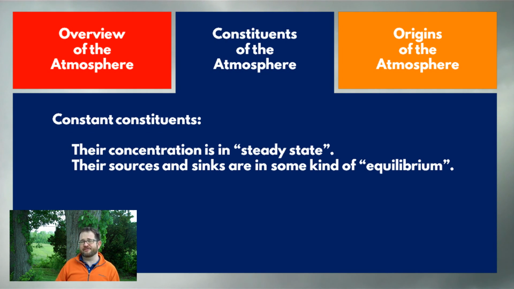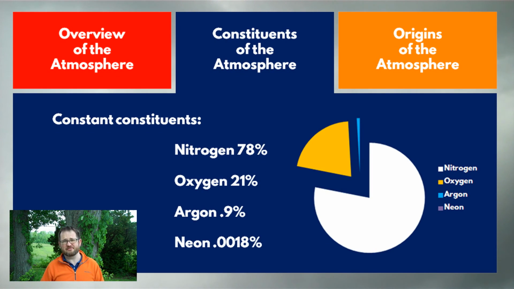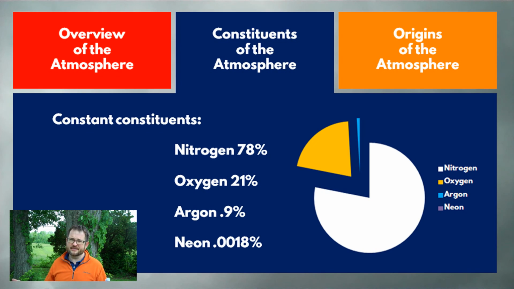If I made a little pie graph here to show you the constant constituents of the Earth's atmosphere, what you'd immediately notice is nitrogen just runs the whole show. 78% of the Earth's atmosphere is nitrogen. 21% is oxygen. 78 plus 21 is 99%. 99% of the Earth's atmosphere is just nitrogen and oxygen.